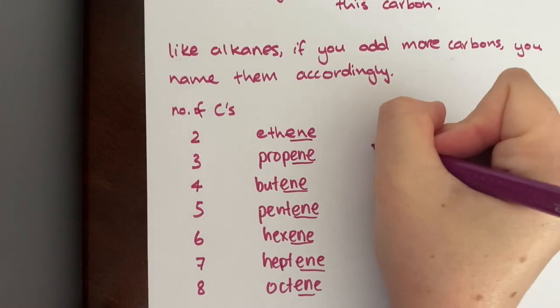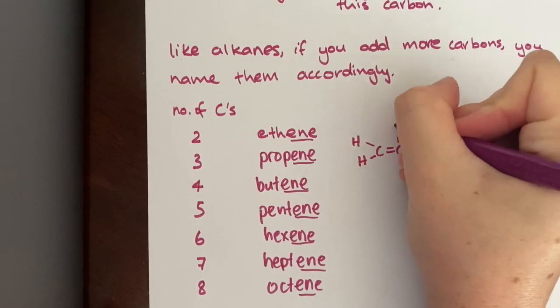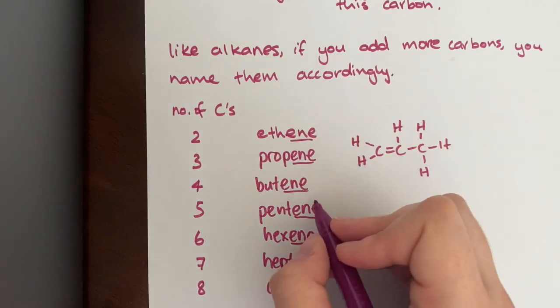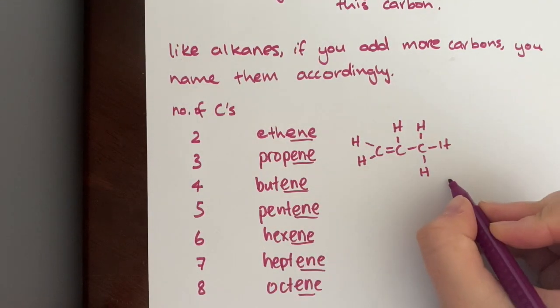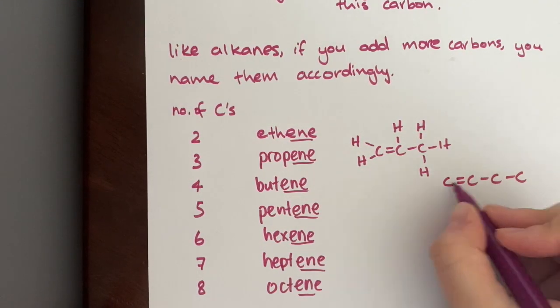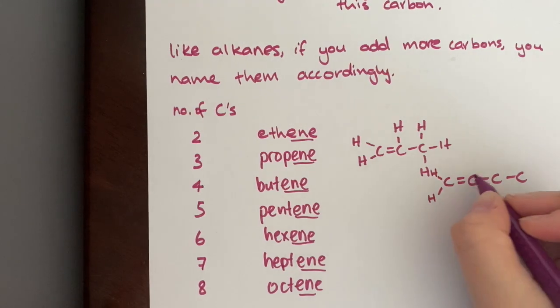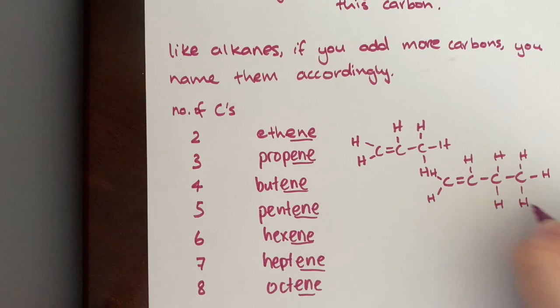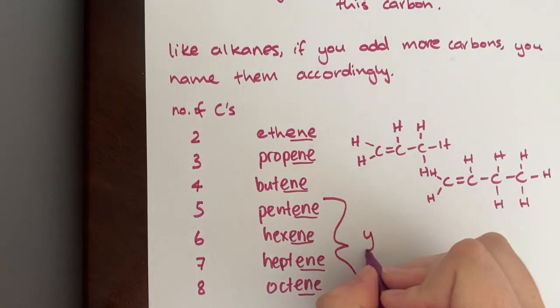So going in and drawing propene, 3 carbons, and I'm just adding all the hydrogens in so that each carbon has 4 bonds to it. Same with butene. Okay, 4 carbons, first 2 have a double bond, and I'm just adding in the appropriate number of hydrogens so that each carbon has 4 bonds.